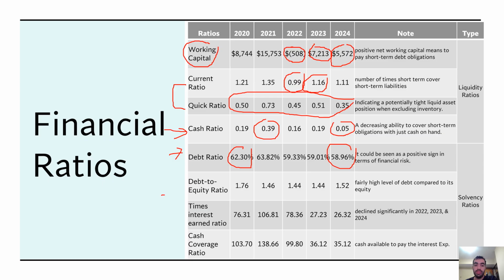If we look at the debt to equity ratio, it is stable all over the years. And lastly, if you look at the times interest earned ratio and cash coverage ratio, they declined sharply, indicating a weakened ability to cover interest obligations, particularly in 2023 and 2024. This was all about the liquidity ratios and solvency ratios of Johnson & Johnson.